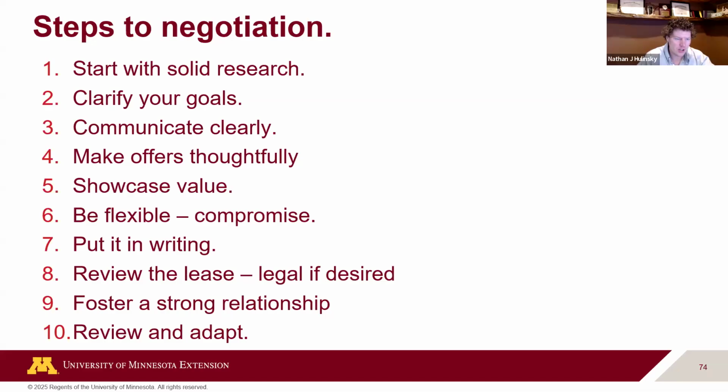Make offers thoughtfully, showcase value, be flexible, compromise, put it in writing, right? Review the lease, have a legal or lawyer review it if desired. Foster a strong relationship. I highlighted that farmers, for the most part, want to keep these fields in their rotation year over year. They're willing to work with you and make a strong relationship. Review and adapt.